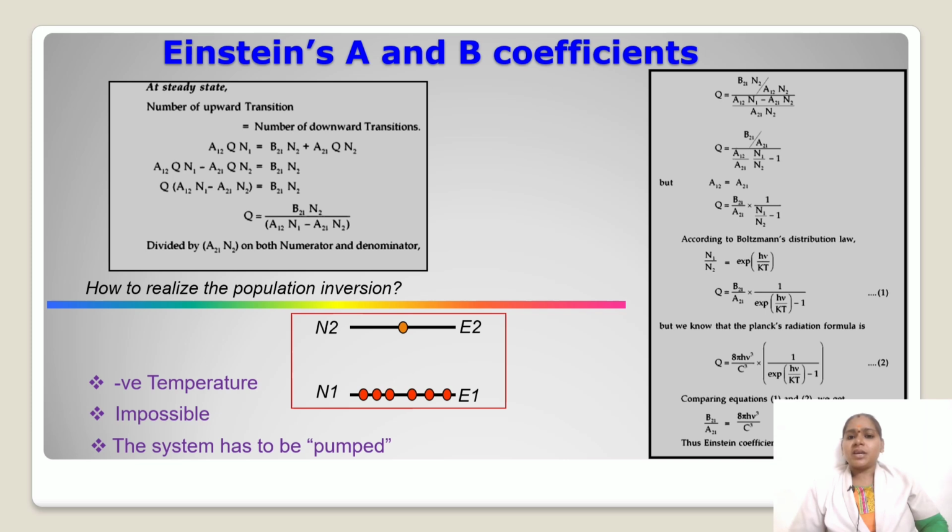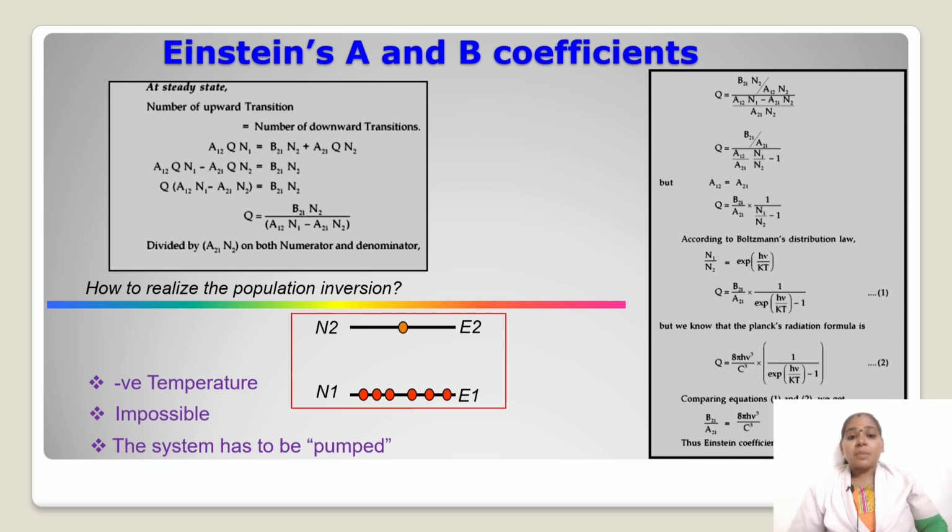So simplify this equation. It means the number of upward transitions is equal to the number of downward transitions. We simplify this equation by using the Boltzmann distribution law and Planck's radiation formula. Finally, we get the Einstein coefficients A and B. Here, B21 is spontaneous emission and A21 is stimulated emission. The spontaneous emission is more predominant than the stimulated emission. Therefore, stimulated emission should be greater than the spontaneous emission.